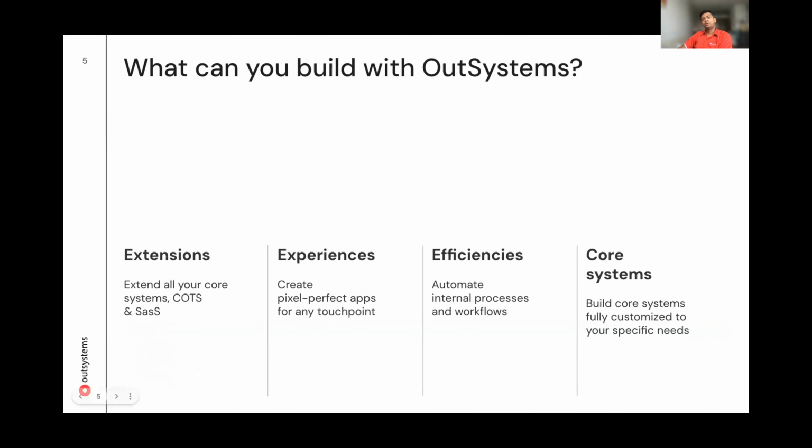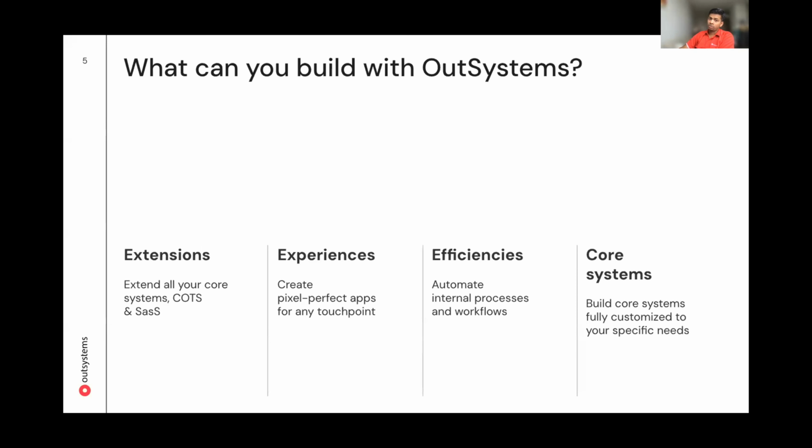So let's understand what can be built with OutSystems. There are different scenarios, different enterprise applications and use cases which you can build, but you can broadly categorize them into these four types of systems. One is extension. It allows you to build anything, including consumer apps, mobile applications, web applications, and customer portals. So you can extend using your own code. There are certain scenarios where you can also extend your core systems and COTS and SaaS using OutSystems.